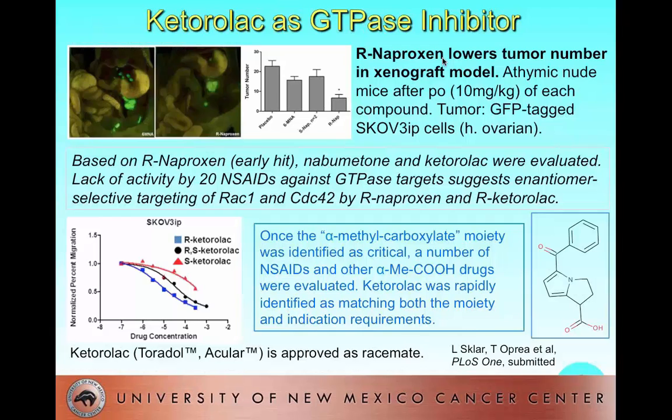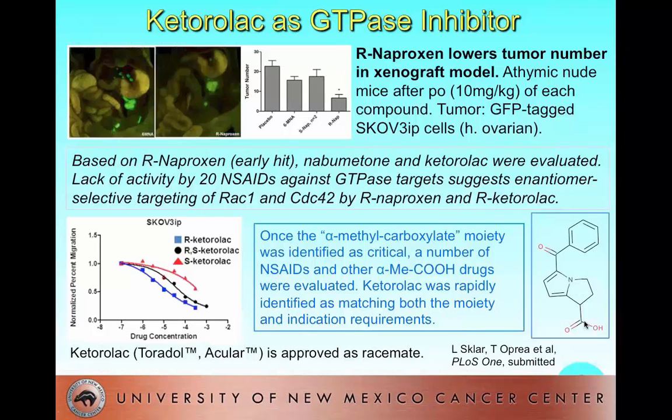So I applied simple cheminformatics. I initially suggested a related compound called nabumetone. Nabumetone is very similar to naproxen, except it lacks a methyl group, which would probably be somewhere there. So it's what I call an alpha methyl group compared to the carboxylate. It turns out nabumetone is inactive.